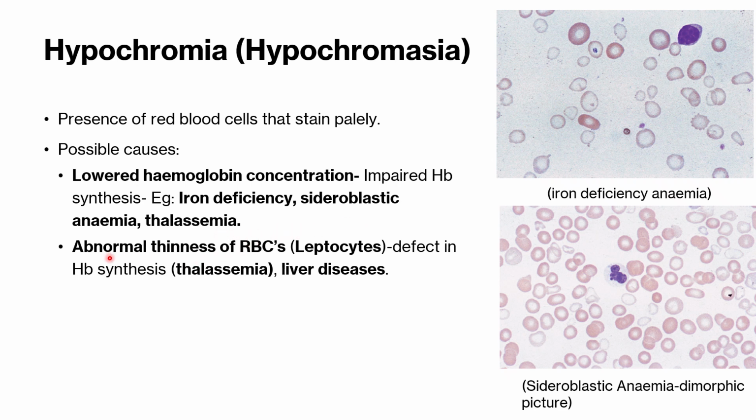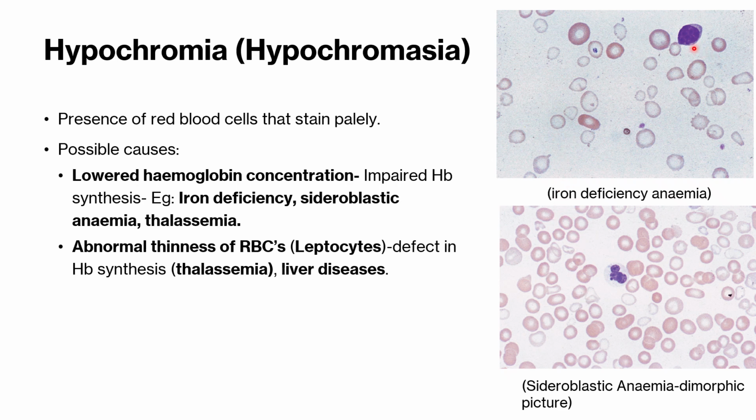And the other reason is abnormal thinning of RBCs. Abnormal thin RBCs are called leptocytes. It is seen in cases of defect in hemoglobin synthesis, like in thalassemia and liver diseases. So, these are the two cases, the most common cause being iron deficiency anemia.